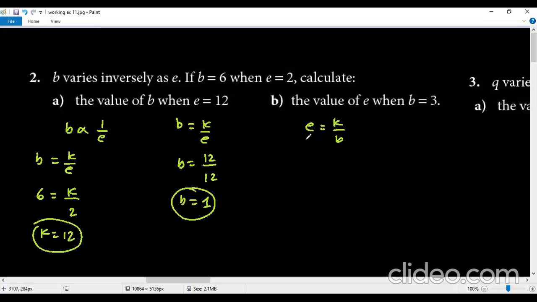When it comes to the second part of the question, it says b is 6. That means k is 12 and b is 3. That means the value of e is going to be 4. This is your answer.